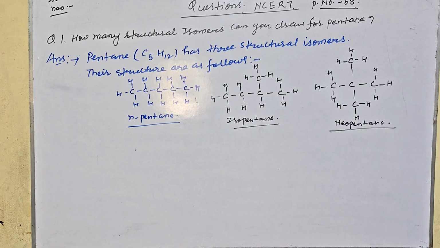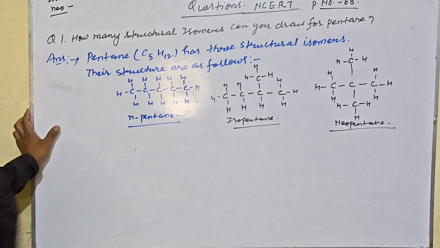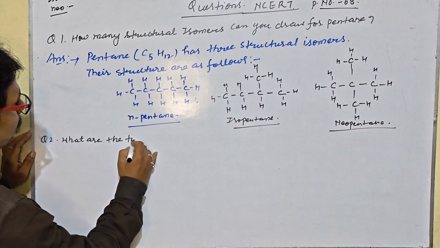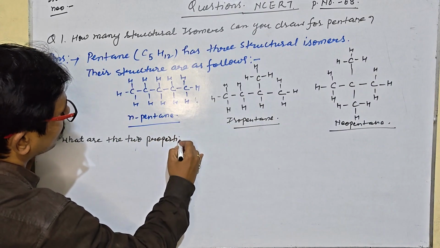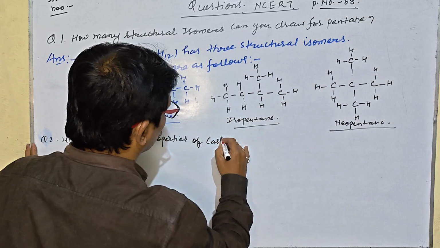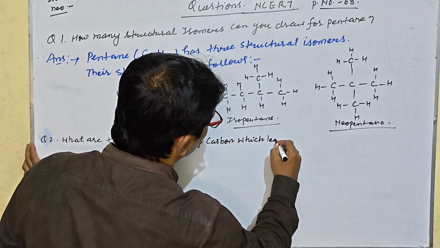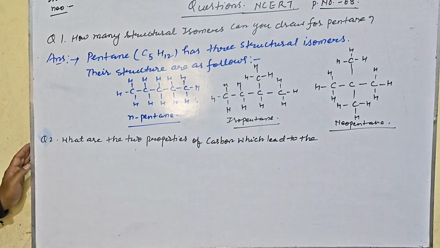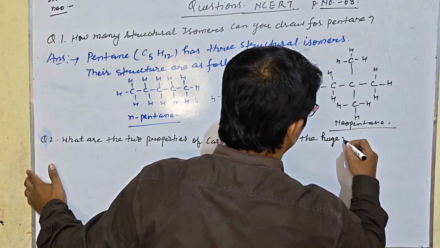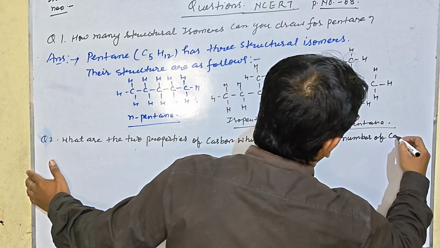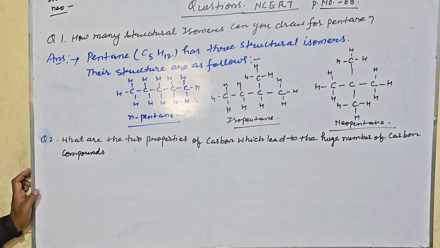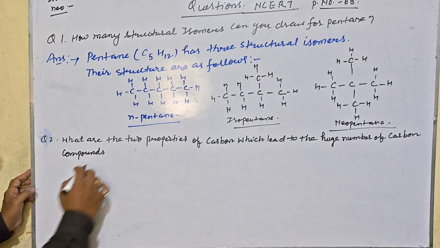So let's come to the next question, question number six, second. It is asking, what are the two properties of carbon which led to the huge number of carbon compounds we see around us?